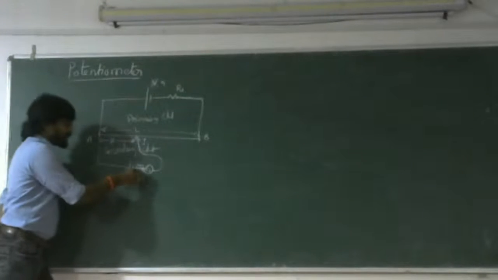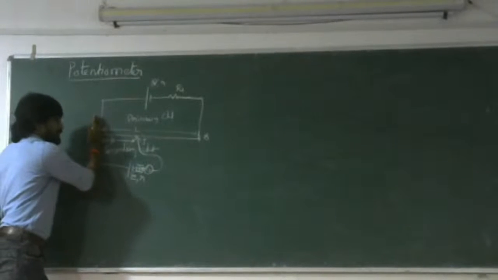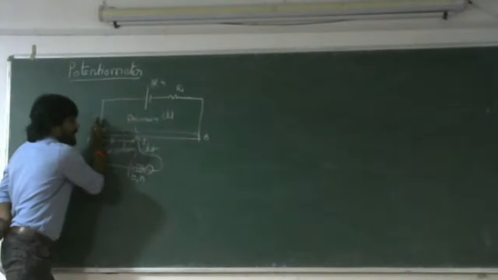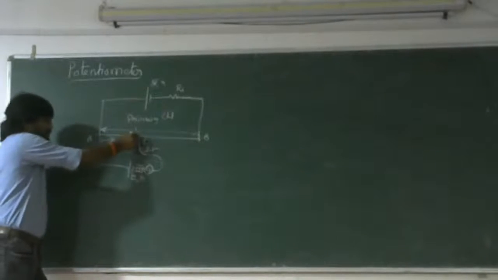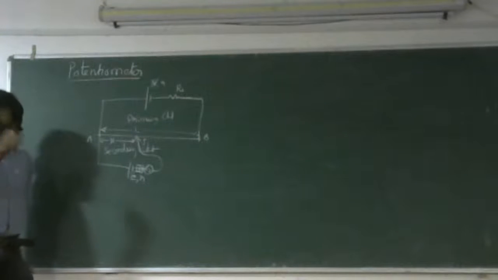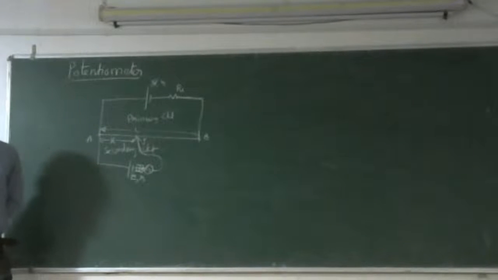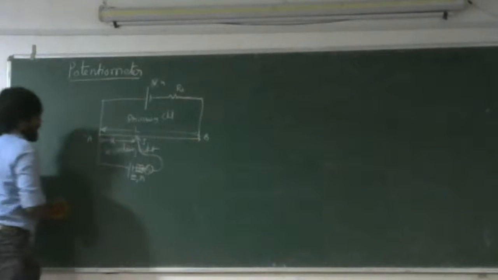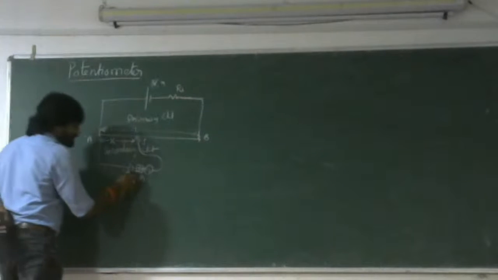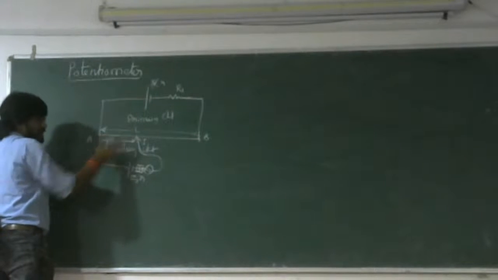So for a particular value of resistance, you have to slide this jockey from end A to end B. In that process, at some point, the galvanometer shows zero deflection. That point is called the null point. The length of the wire up to that point is called the balancing length.